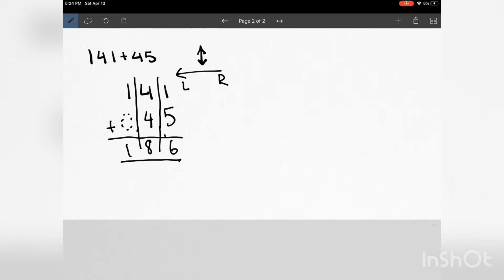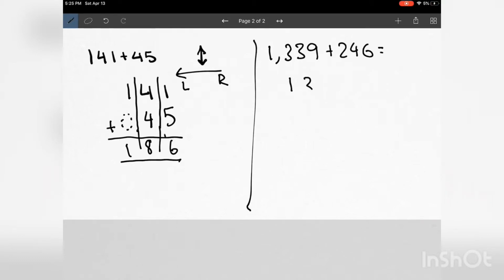Okay, let's do another sample problem to the right over here. Let's do the number 1,339 plus 246. Now, this number looks frightening because it's big, but don't worry, when we're aligning and adding, everything will turn out fine. Let's do the aligning first. I'm going to write down the first number, and then we're going to align by place value.